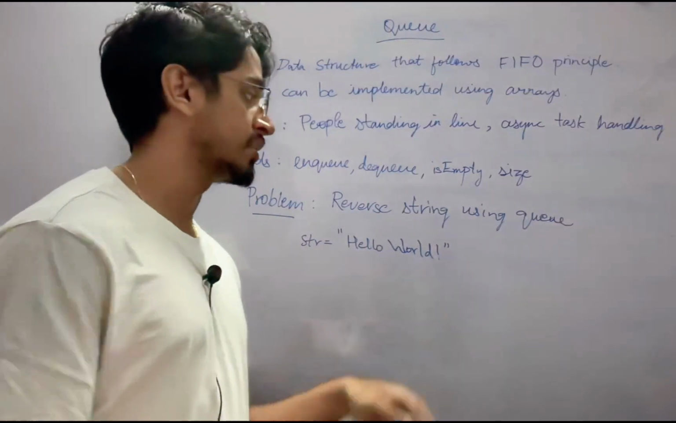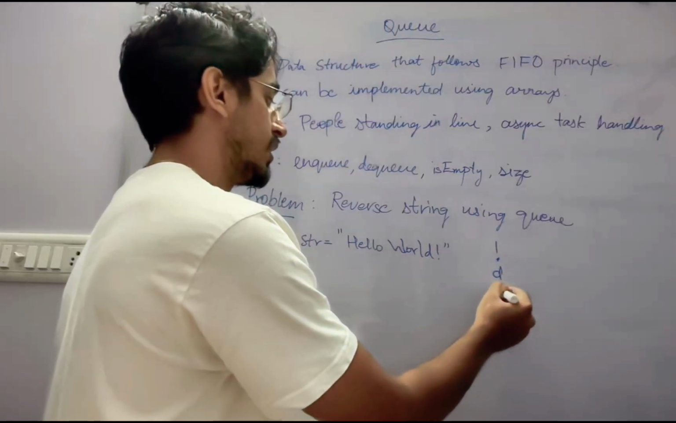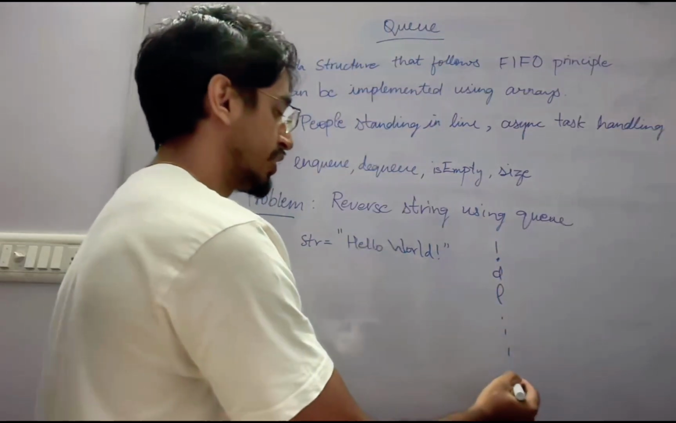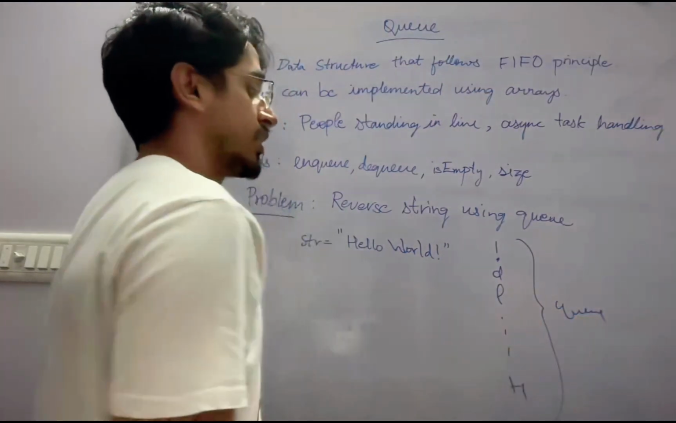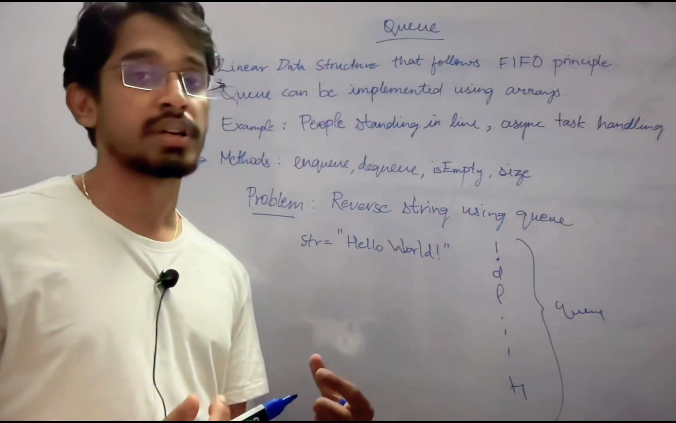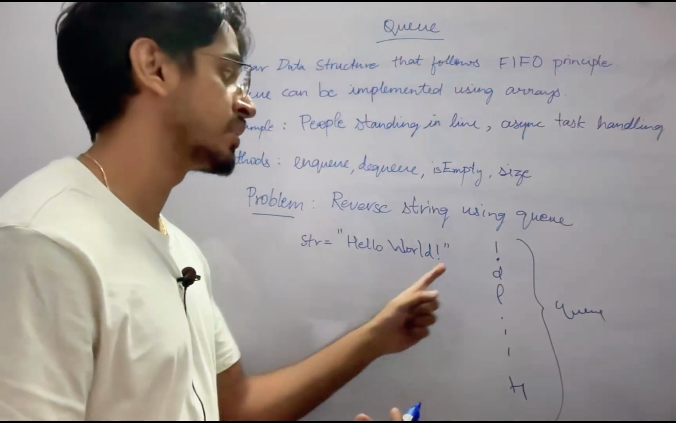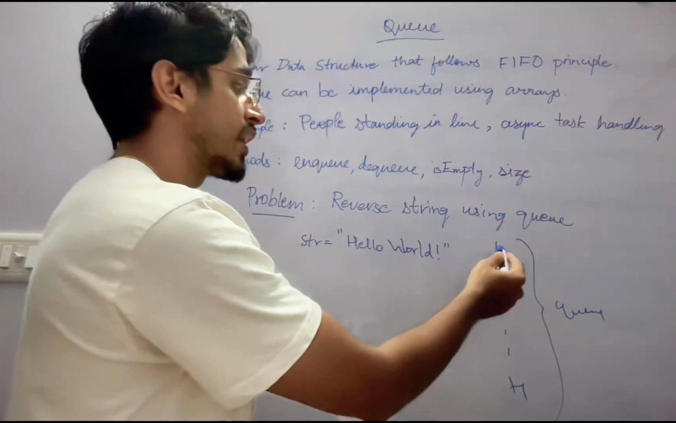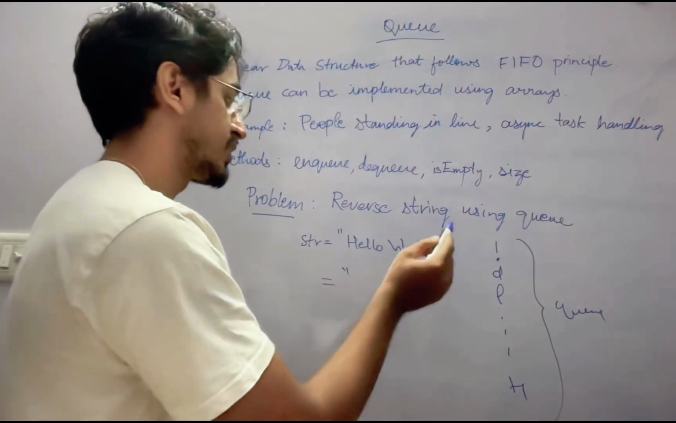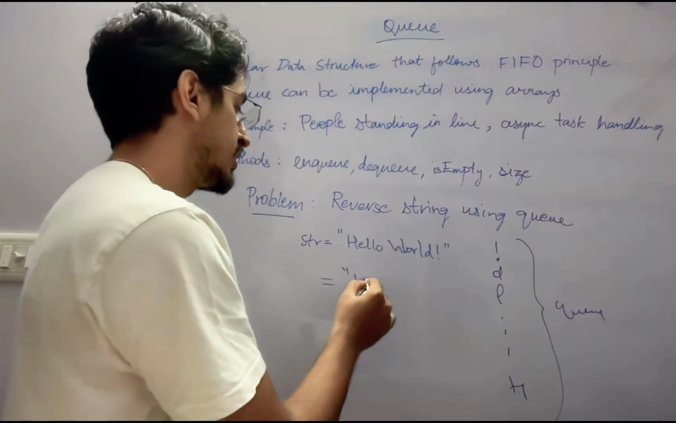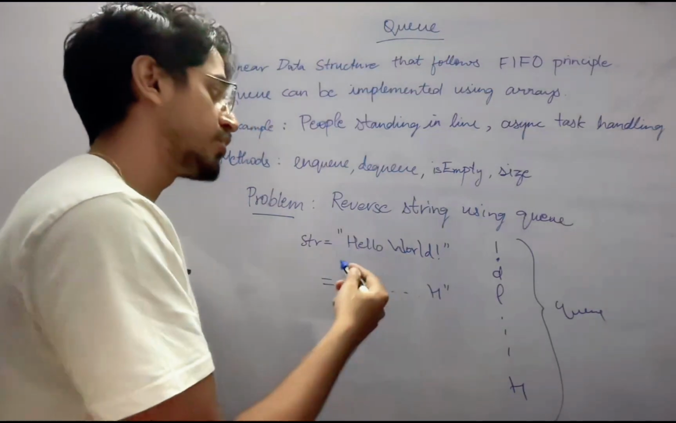First comes the exclamation mark, and then the characters D, L, and it goes all the way up to the H. All of this will be in the form of a queue. But we need to put this back into a string. So we run a loop over the queue, and for every character we add it to the result string. First comes the exclamation mark, then D, then L, and it goes all the way up to H. This is how you can reverse a string.